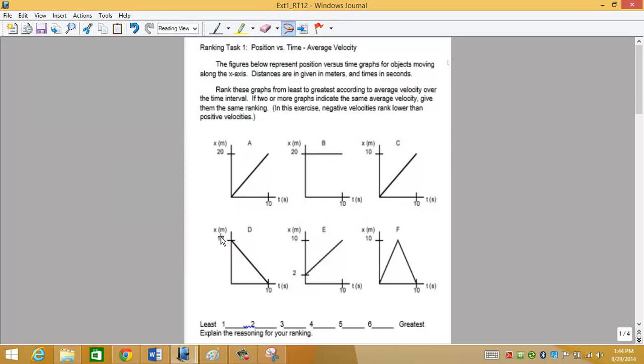Okay, this is the assignment from Extension 2 in Module 1. And actually, I'm not going to do the early stuff. I'm just going to jump right to the ranking tasks. We can do some of the other ones in class, but I wanted to focus on the ranking tasks.